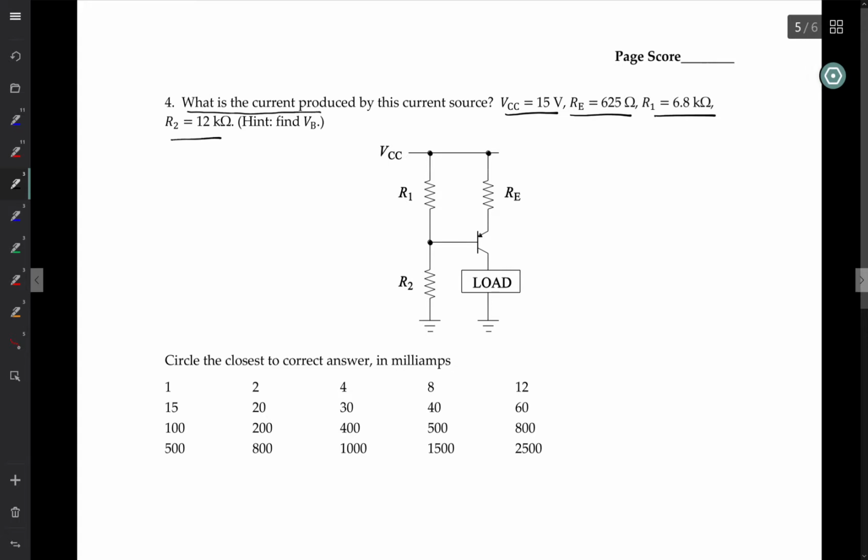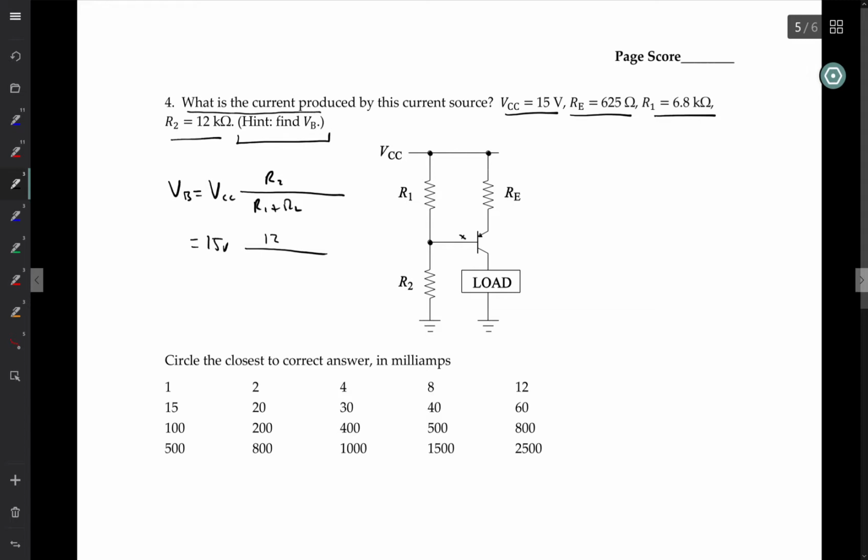So the first thing you should do is follow this hint and find the voltage at the base, that is right at that point. And you do that by using the voltage divider equation applied to the two resistors. So I can just write that the voltage at the base is going to be equal to VCC times the ratio of R2 divided by R1 plus R2, which I can then get to be equal to 15 volts times that R1 or R2 rather is 12K.